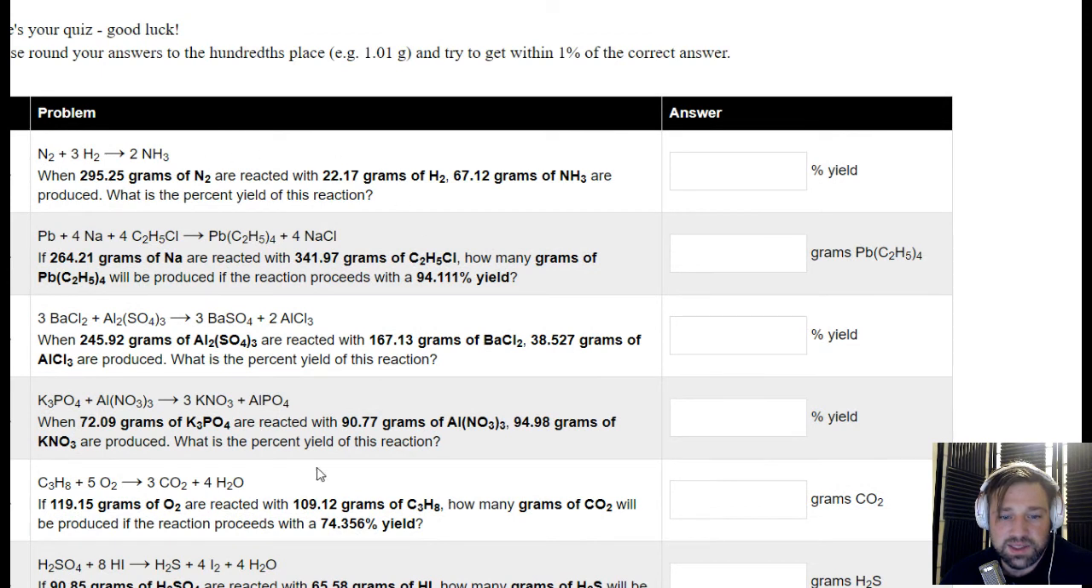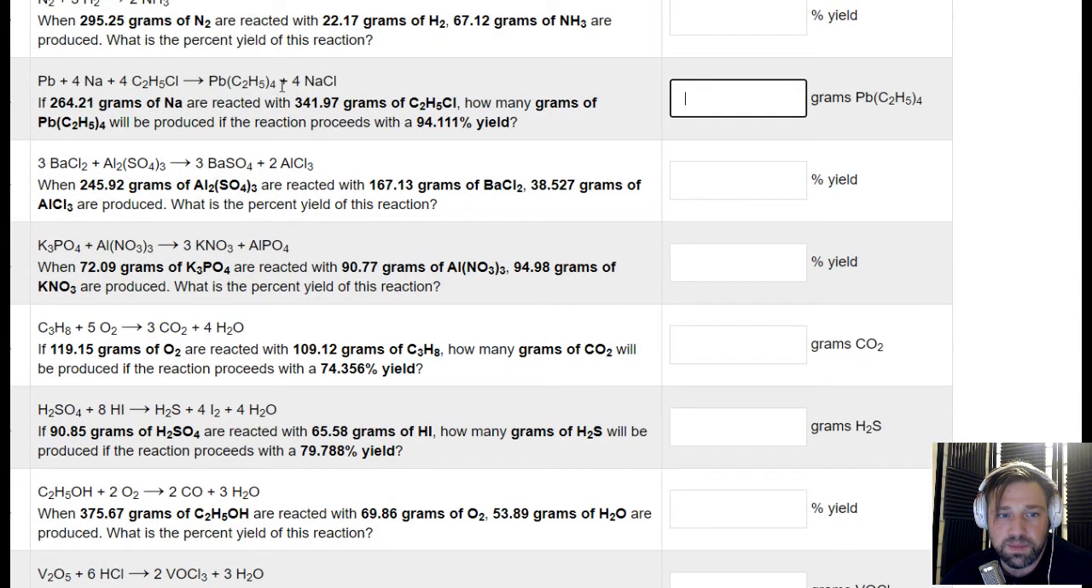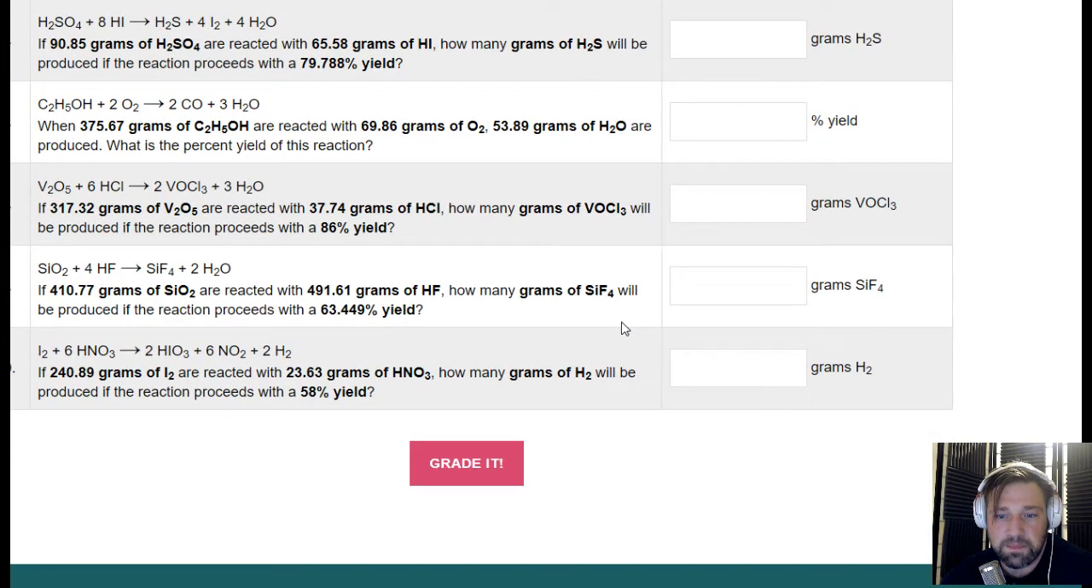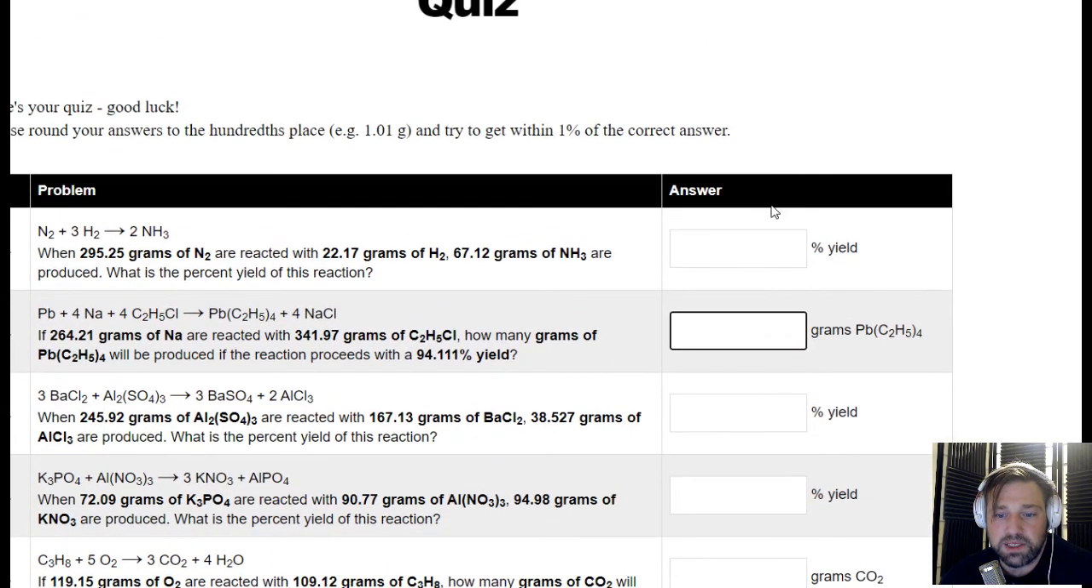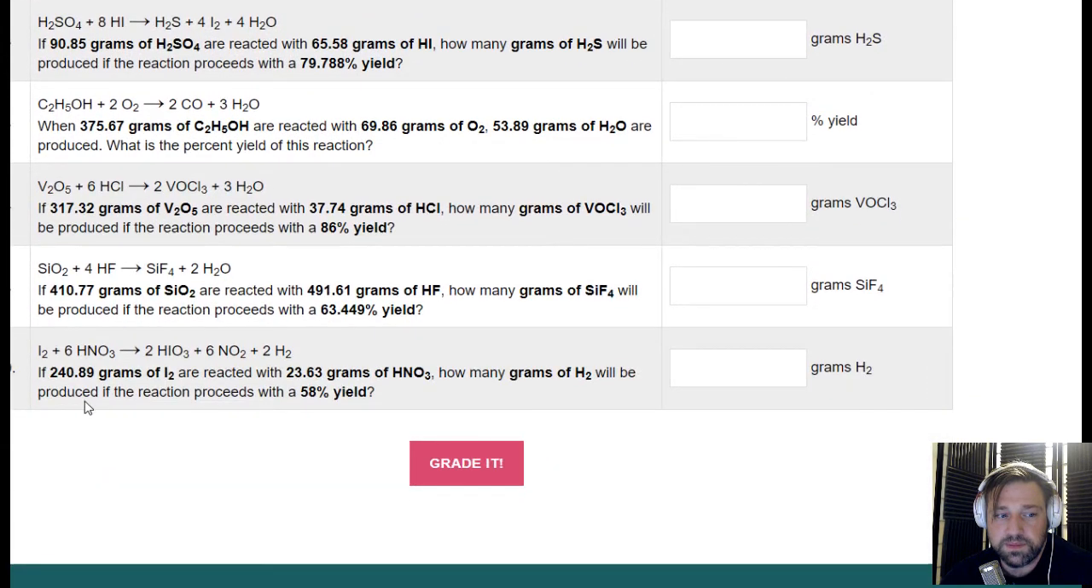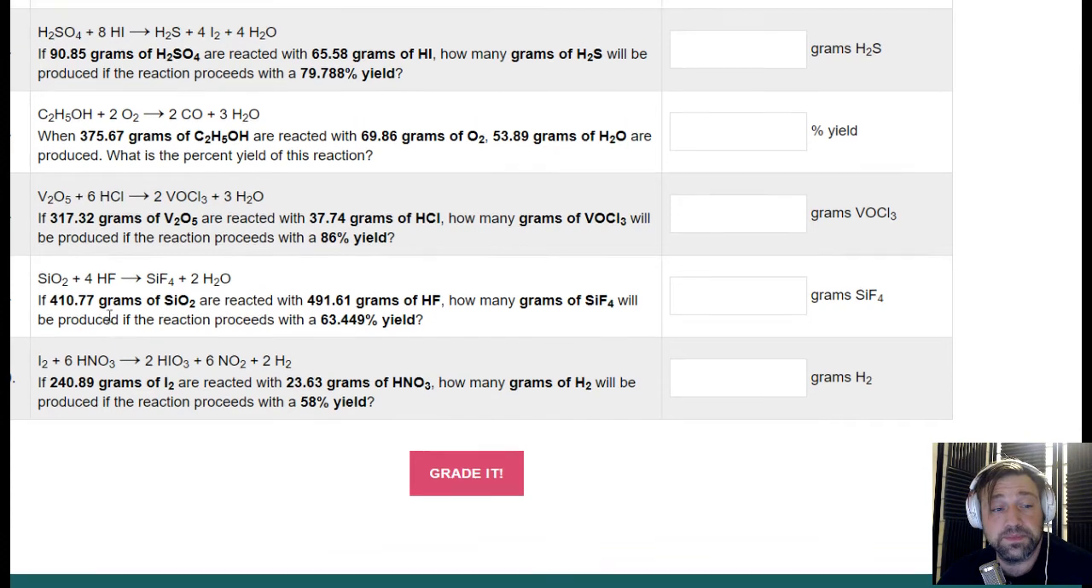And some of these are going to be percent yields. Some of these are going to be the limiting reactant. Okay. But I just want you to do a total of 10. Or I should say a total of 10 correct answers.